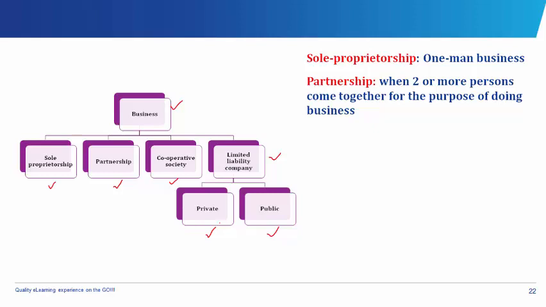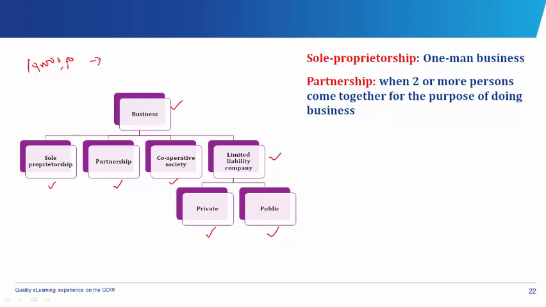Now, what are the disadvantages? The capital is usually limited. Let's say the person just has 100,000 naira, but there are other opportunities around him that require, let's say, up to 10 million naira, with which he can make more profits. But because it's just himself, he cannot raise that kind of capital. Okay, so the capital is usually limited.